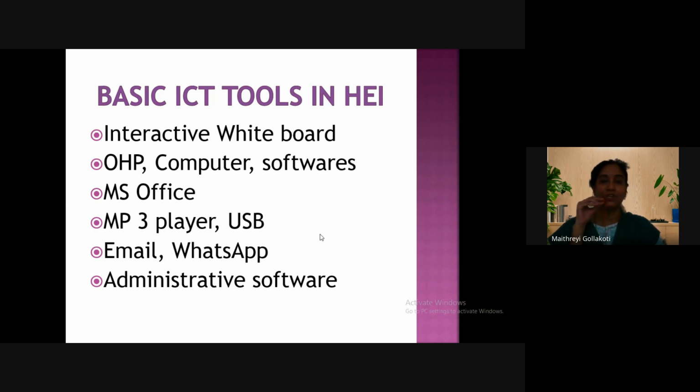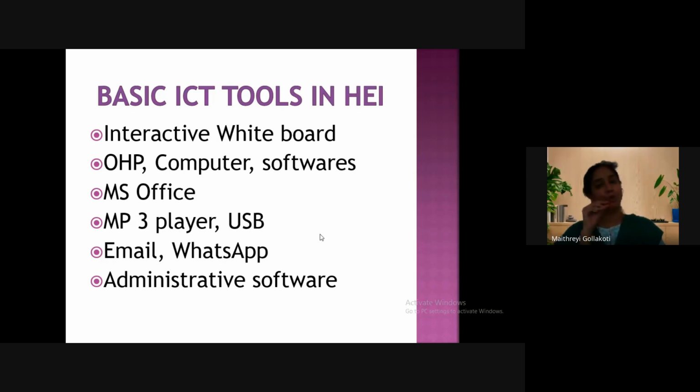And next, overhead projector for projecting PPTs and other slides, etc. Of course, computers we have, and software. We have different software now. For language classes, we have particular software. For virtual labs in physics and chemistry, we have different software. So different software are used for giving e-content to the students. And next, MS Office. Of course, we have this in every institution. MP3 player. This can be used for doing audio exercises in languages. And USB is a storage device, of course.